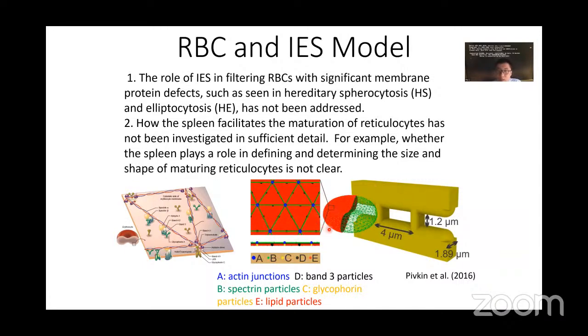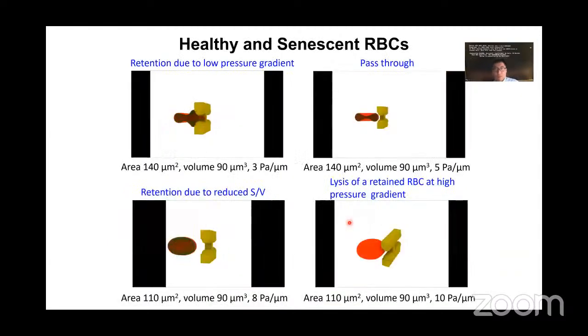And we are simulating this red cell passing through a very narrow slit with the size about 4 micron wide, height is 1.2 micron, and thickness is 1.89. So this size is comparable physiologically to the slit size in the human spleen. So first, we test a healthy red cell passing through the slit, and we simulate a red cell with a surface area of 140 micrometer square and a volume of 90 micrometer cube.